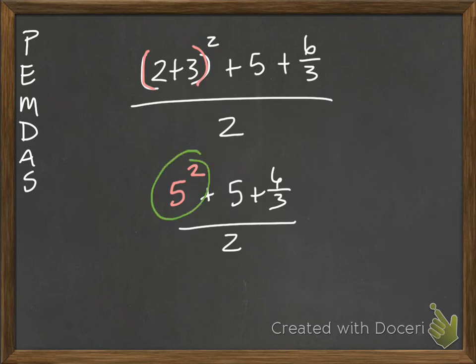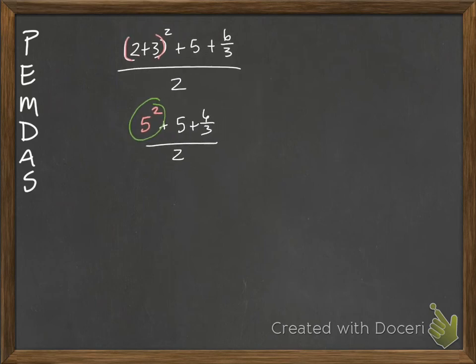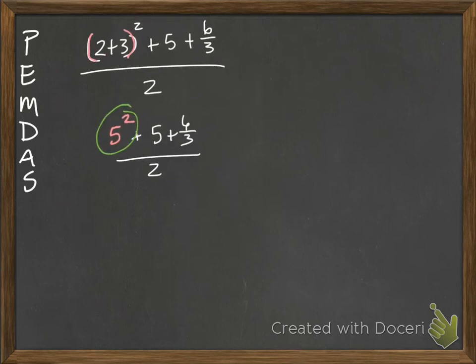Well, 5 squared is 25. Let me shrink this because I got wild and crazy and made it too big. Okay, let me move this over. Okay, so 5 squared is 25. So now I have 25 plus 5 plus 6 over 3, and all of that divided by 2.